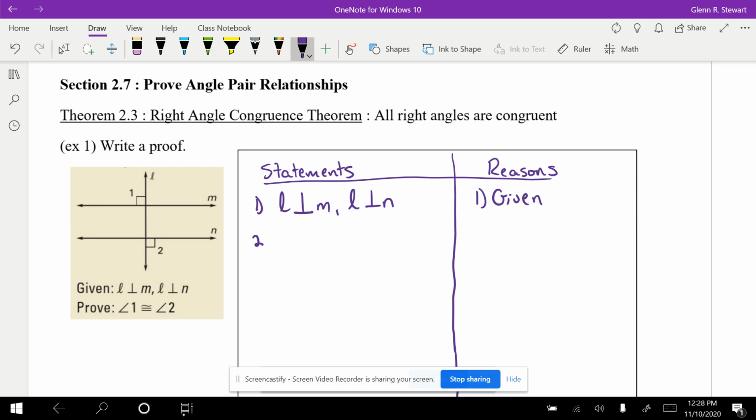Based off of this being perpendicular, we know that angle 1 and angle 2 are right angles. How do we know this? Well, if we are looking at what this first statement was, that L and M are perpendicular, and L and N are perpendicular, this is the definition of perpendicular lines.